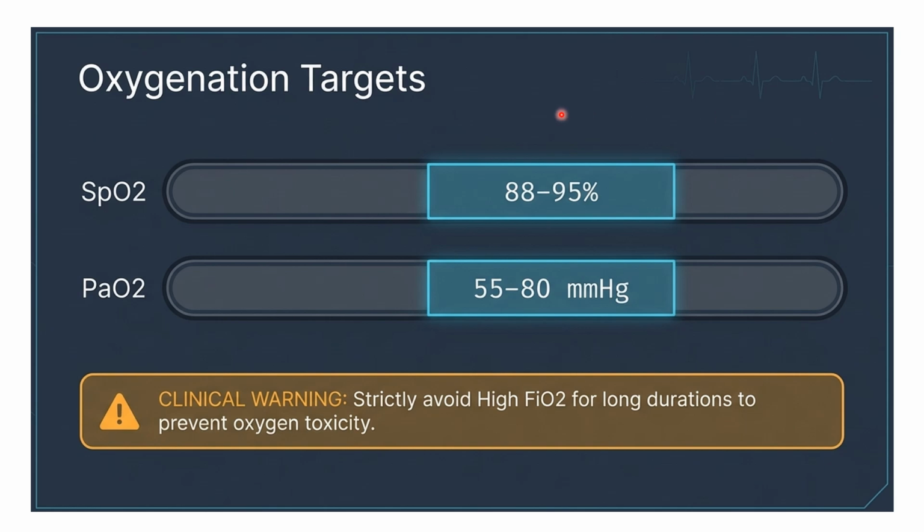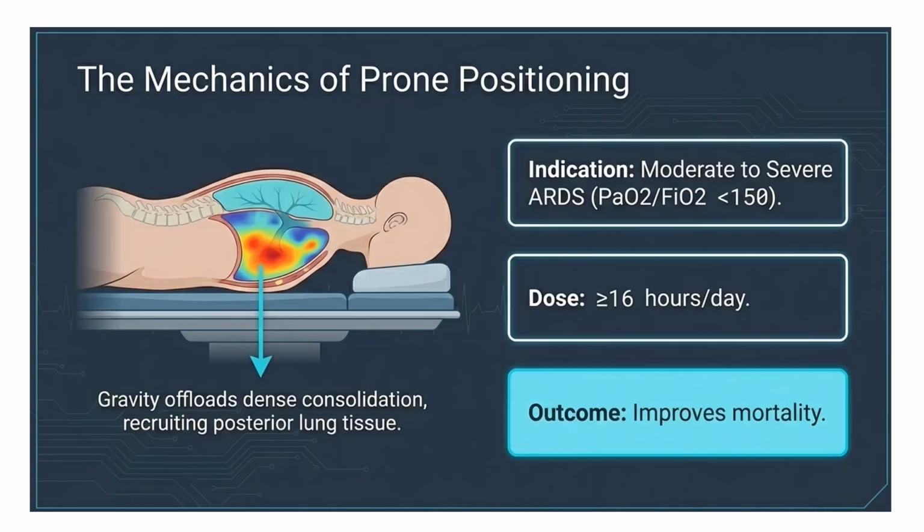So what is the oxygen target? Saturation should be 88 to 95 and partial pressure of oxygen should be maintained at 55 to 80. Very important here: strictly avoid high FiO2 for long duration to prevent oxygen toxicity. Okay, so we'll go to the next.